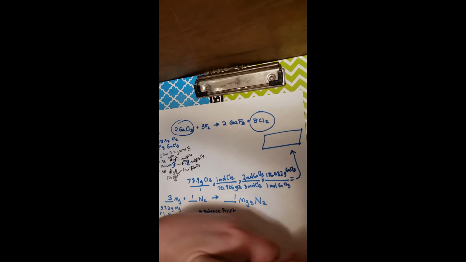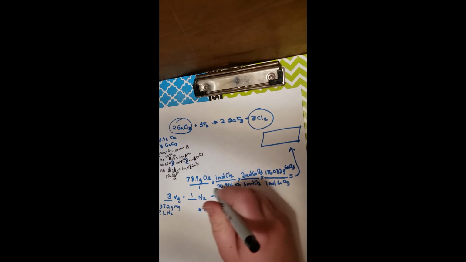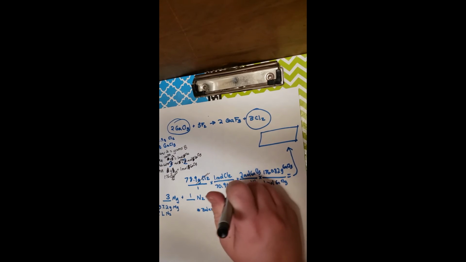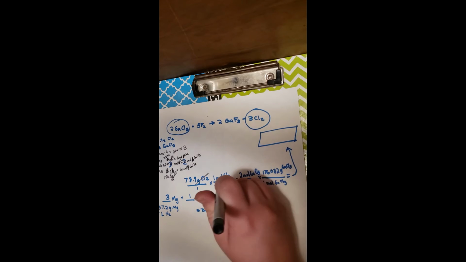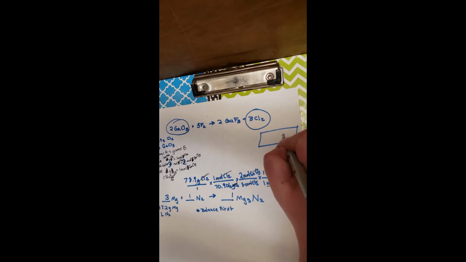Alright, so real quick, always check to make sure your units are all canceling before you calculate, otherwise you may waste some time. Grams of chlorine, that is the same, so they cancel. Moles of chlorine, same, so they cancel. Moles of gallium chloride cancel. The unit we're left over with is grams of gallium chloride.